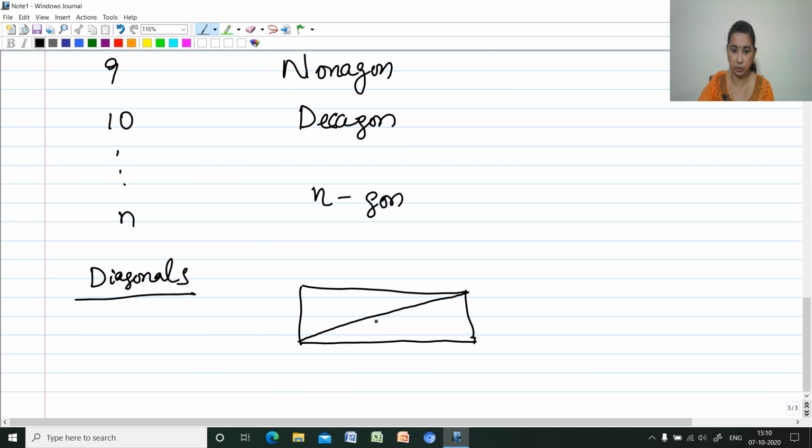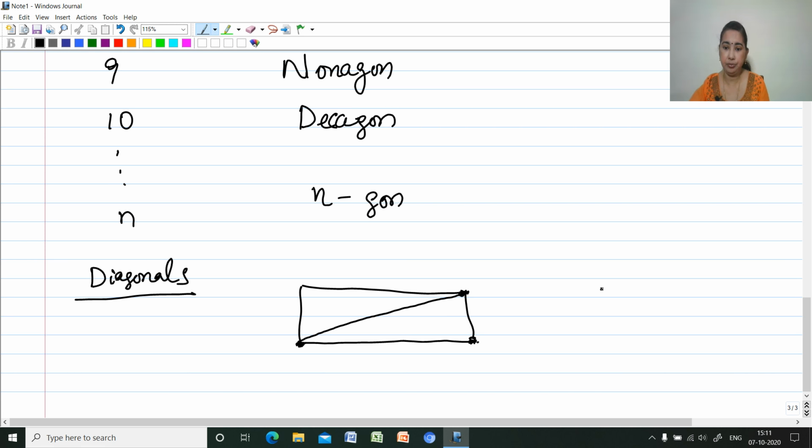Consecutive and non-consecutive: consecutive means adjacent, nearby. Non-consecutive means one after two corners, that is, it is not adjacent, so alternate vertices. The next nearby vertex to this one is this, and the next one is this, so it is not consecutive. If you join these two non-consecutive vertices, then we get a diagonal. That's called the diagonal.